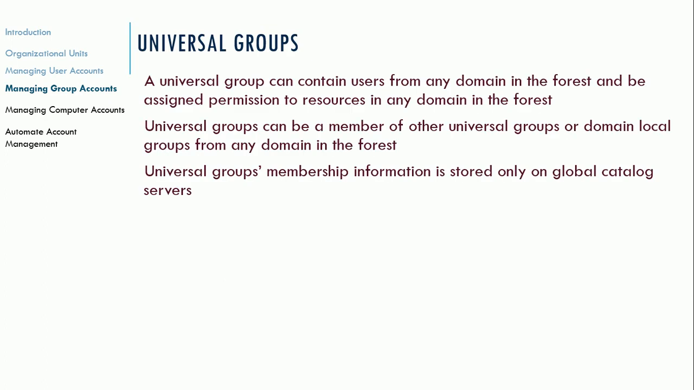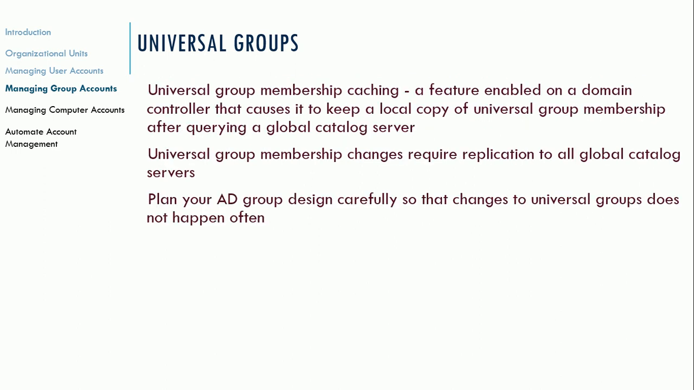So a universal group can basically contain users of any domain in the forest and can be assigned permissions to resources in any domain in the forest. So the difference here is a domain local and a global group are within a domain, but a universal group applies to the entire forest. So you can basically create a group at the forest level, which is a universal group, and then within the domain you can have your domain local and your global groups, which we talked about just a few seconds ago.